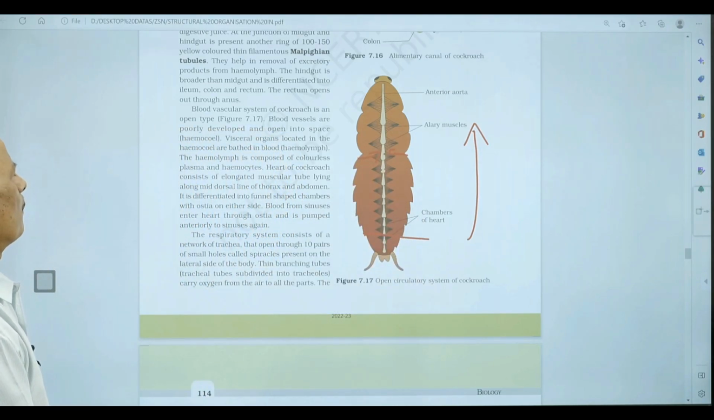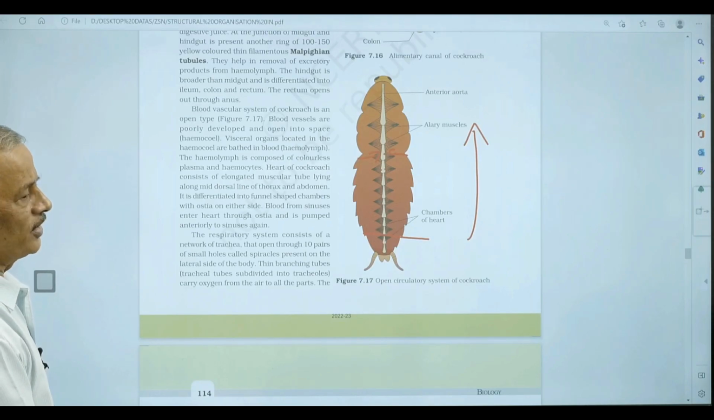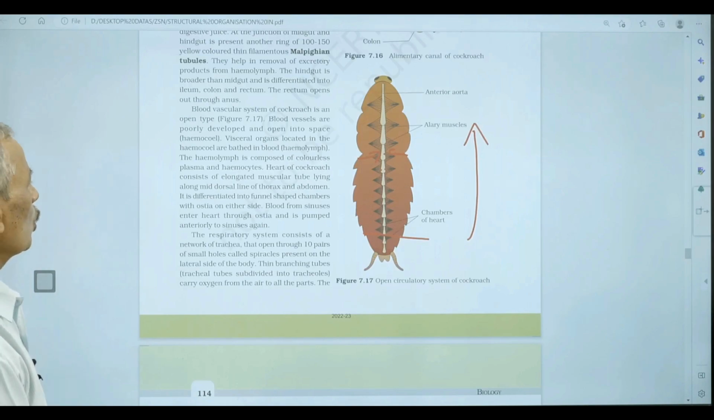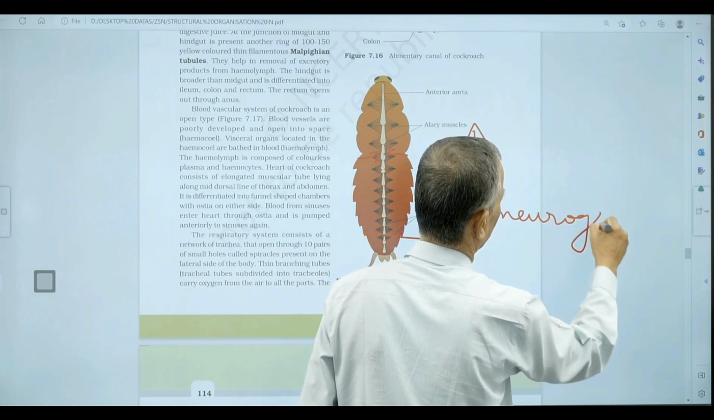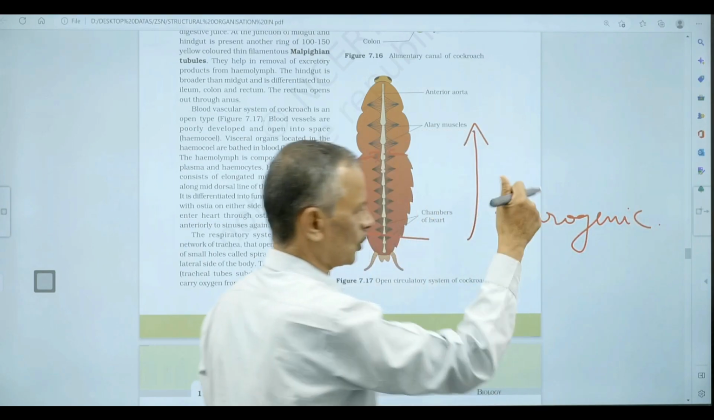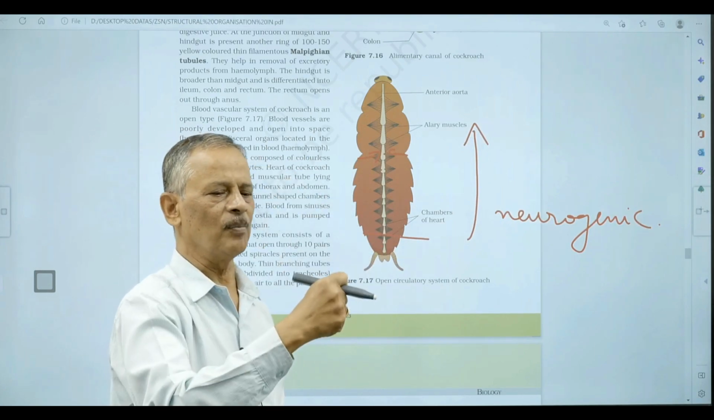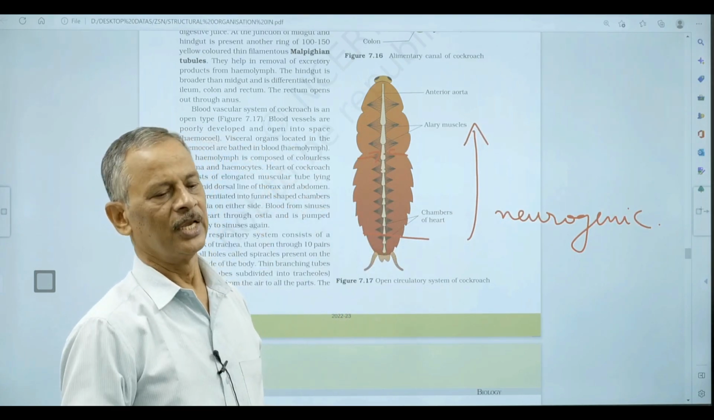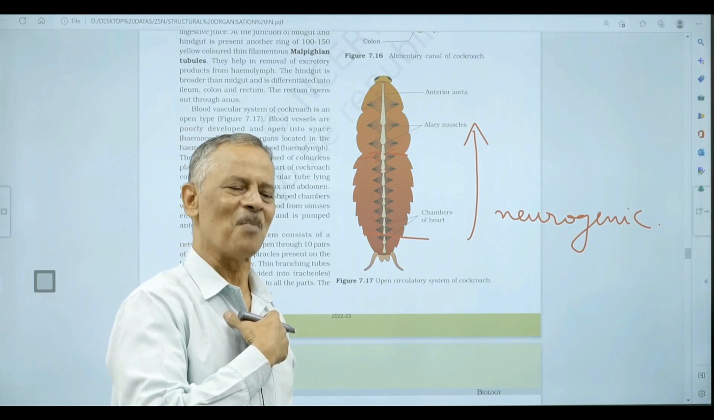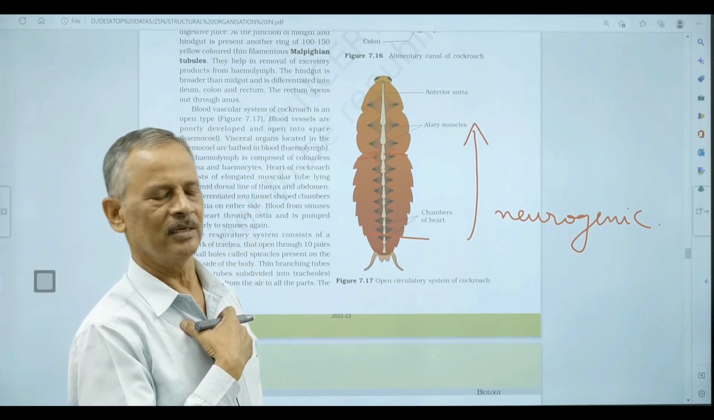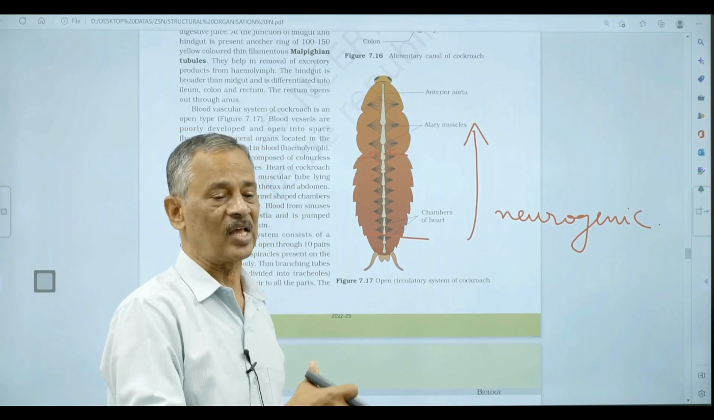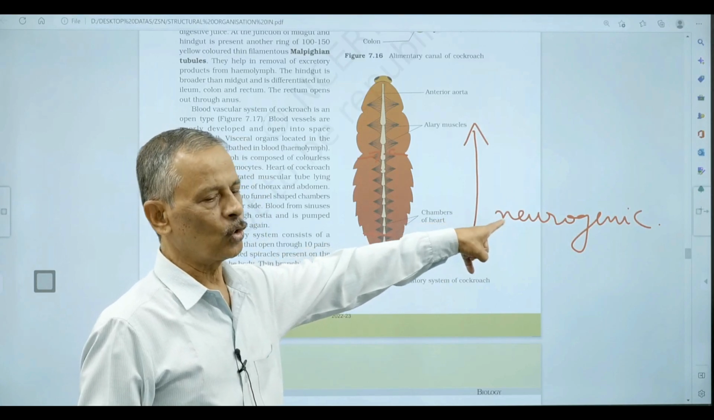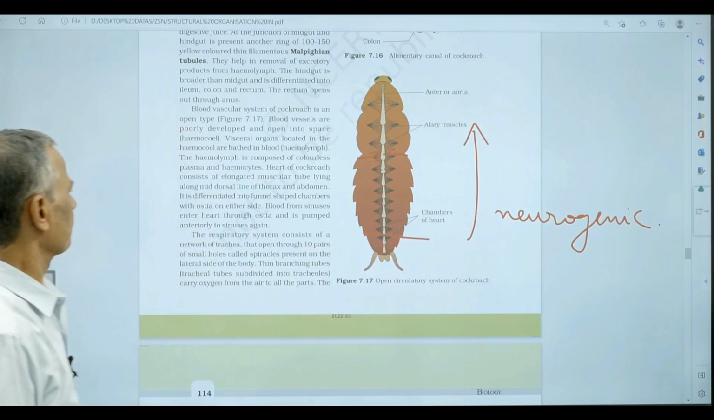Remember, in invertebrates, generally, the heart is neurogenic in nature, meaning it is the nervous system that brings about the rhythm of the heart's working. In our case, our heart is myogenic. We will study that in the succeeding chapters. It is controlled by the muscles of the heart itself, but here it is neurogenic in nature.